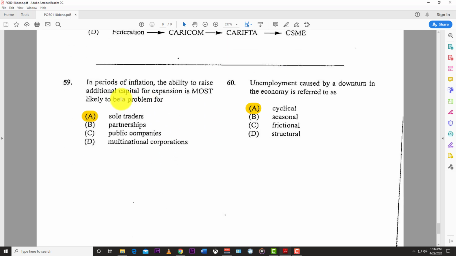59. In periods of inflation, the ability to raise additional capital for expansion is most likely to be a problem for, and this answer is A, the sole trader. The sole trader can't really raise as much capital as the other business types. Number 60, last one, best one. Unemployment caused by a downturn in the economy is referred to as cyclical. Cyclical because it's about the business cycle. You have ebbs and flows, you have boom and bust, and in the bust or the recession, you have unemployment.